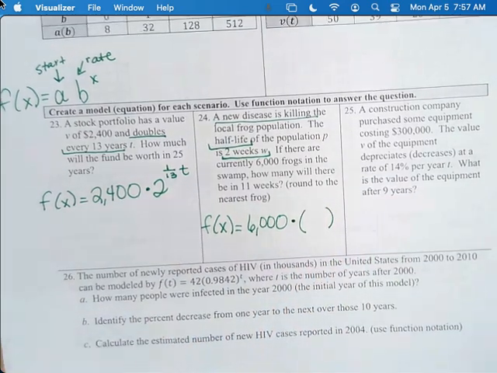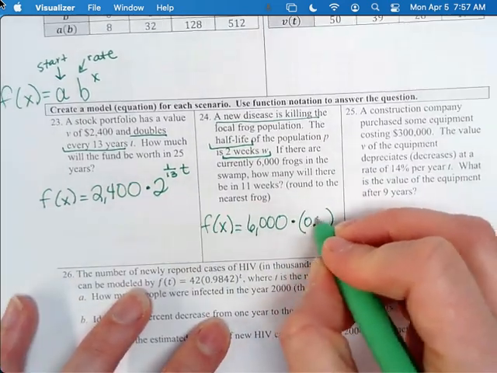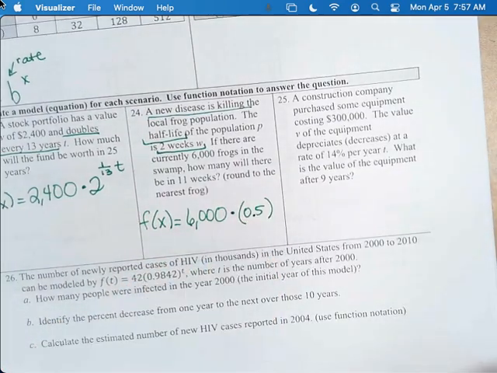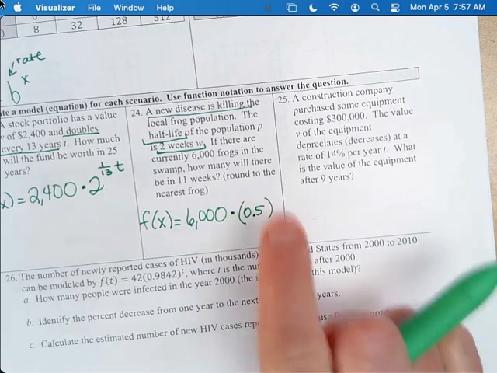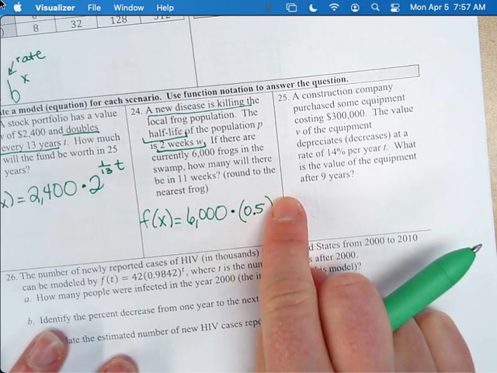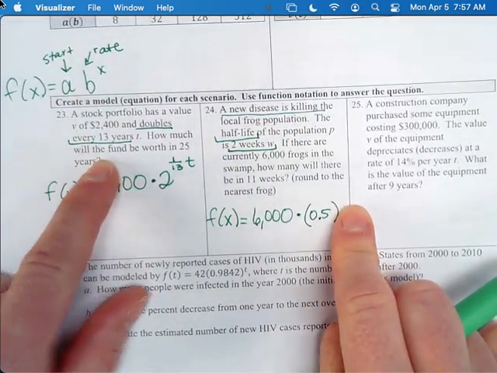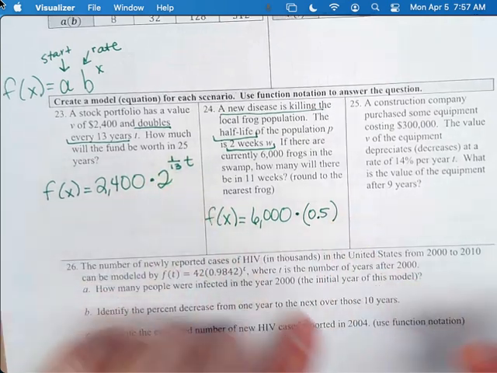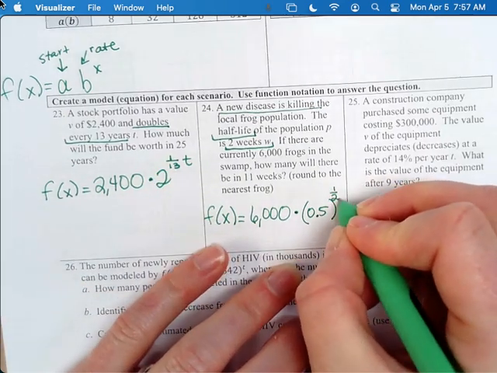It's a half, so we can write it as 0.5, right? And then every how many weeks? 2 weeks. So how would we write our exponent? If this was every 13 weeks, we write it as 1/13. 1/2 w.